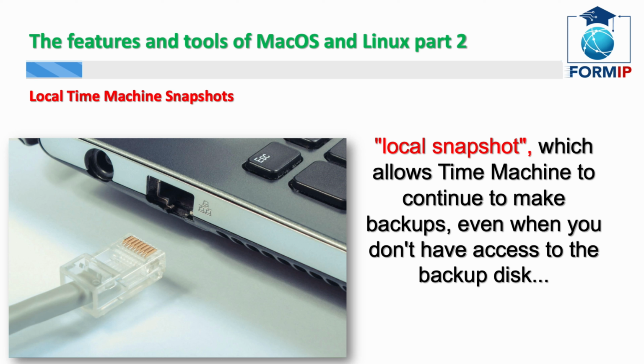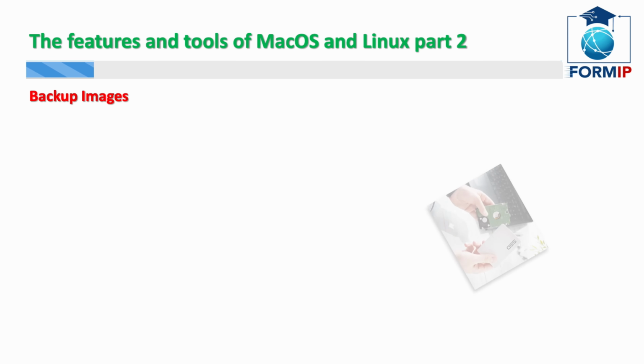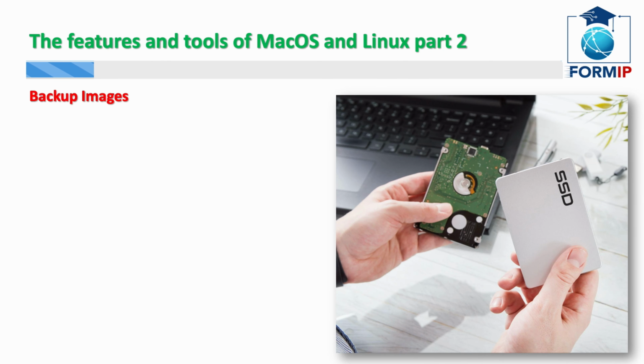This is what we call a local snapshots copy, and this recording will be done every hour to be kept for 24 hours. In fact, it's kind of a light version of the normal way Time Machine works. We will now see the different ways to restore backup images on these two operating systems.